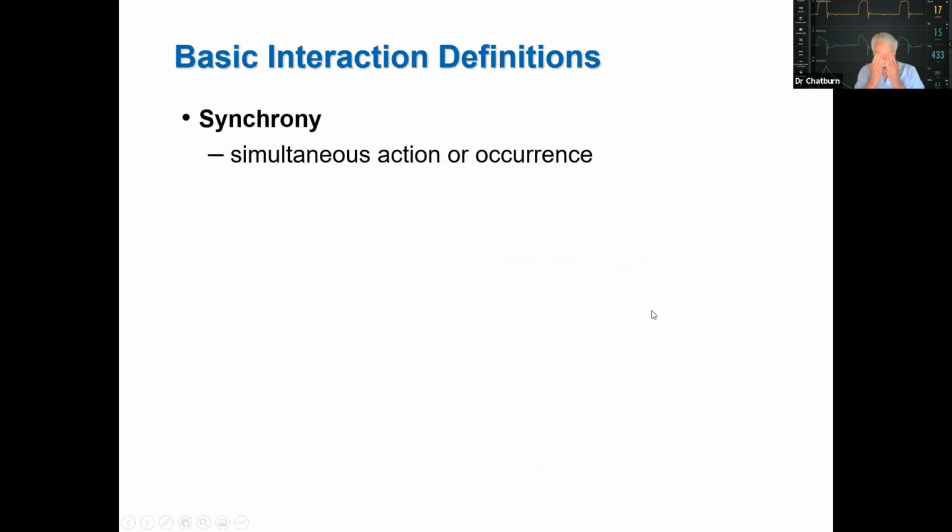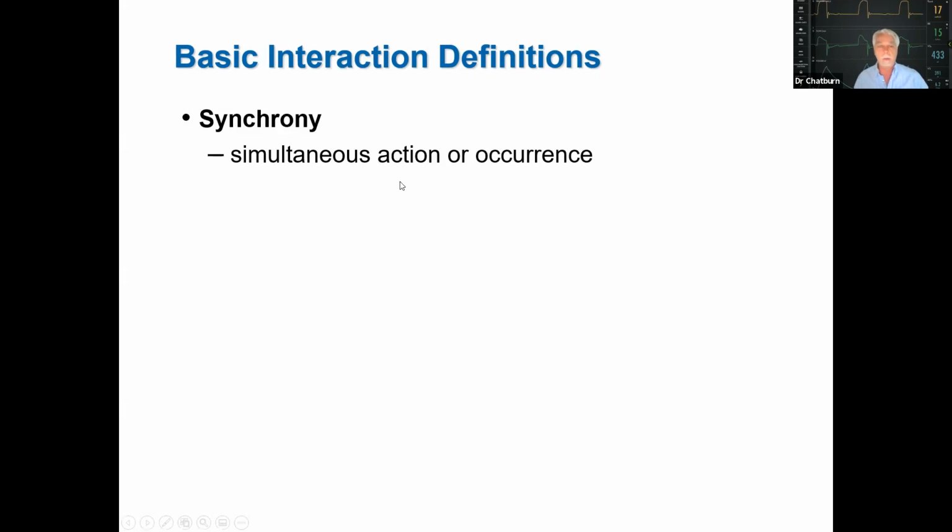Now, let's talk about patient-ventilator interactions and some terminology associated with that. And then once we have those basics under our belt, we can talk about how to apply all this at the bedside. First of all, if you look up the word synchrony in the dictionary, it simply means a simultaneous action or occurrence.